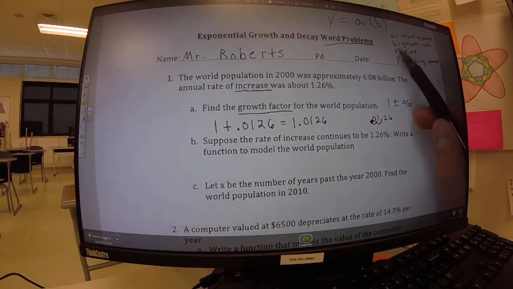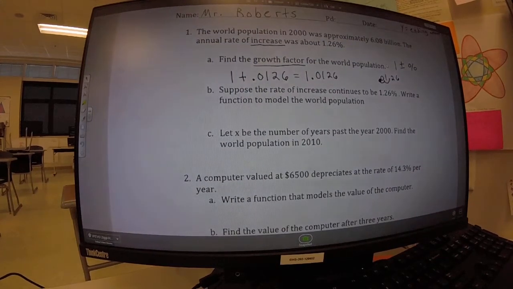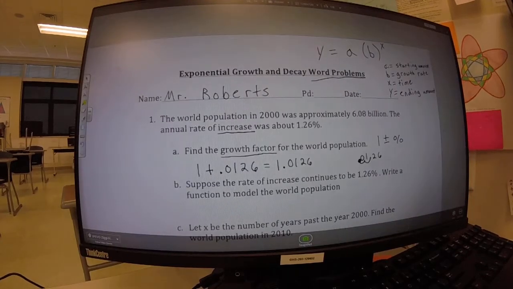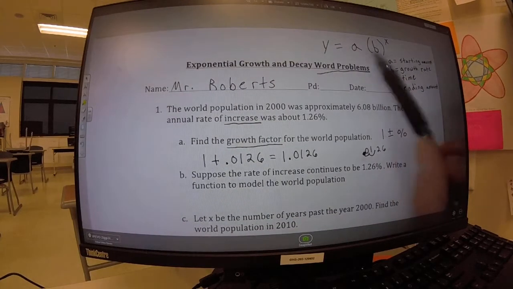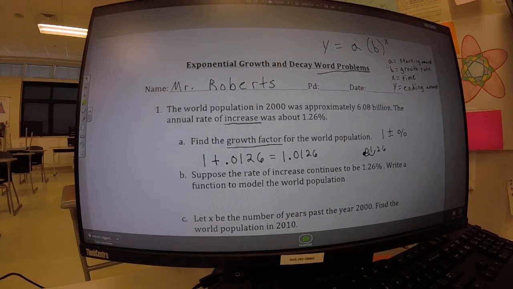That's what we're going to put in for the variable b. Now let's look at the second part of the problem. Suppose the rate of increase continues to be 1.26%. Write a function to model the world population. So they're asking us to take this original function and substitute in everything we know variable-wise.